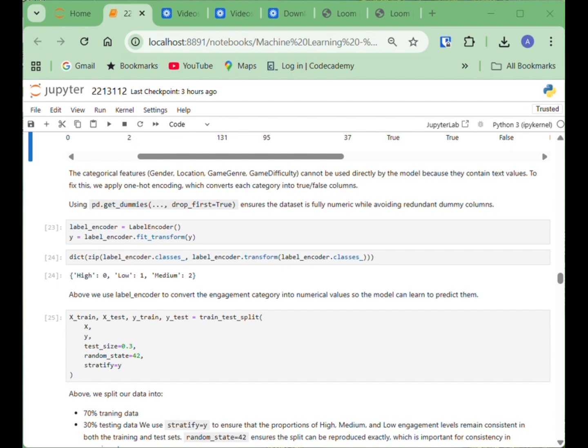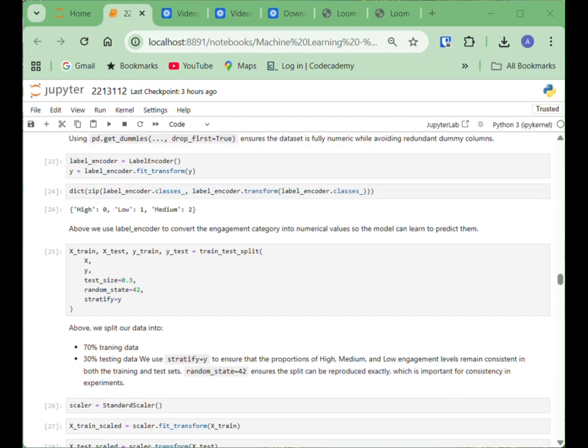Next, we split the data into training and test sets using a 70 and 30 split. Stratifying the data is really important. By stratifying the data, we split it so that all engagement levels stay in the same proportion in both sets. This prevents the model from being trained on an imbalanced target.